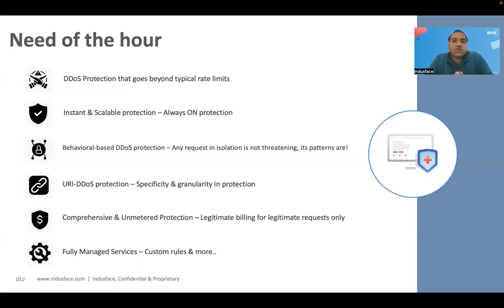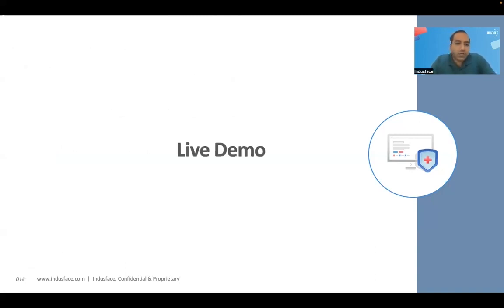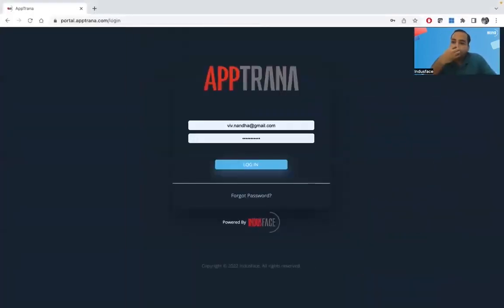So that's eventually how a solution should be built to block the kind of DDoS attacks that we are seeing in the current age. So with that scenario set on how we think a solution would work, let me now jump into how AppTrana goes about providing a solution for such a DDoS attack. I'm going to give you a quick demo about how we provide our DDoS solution.